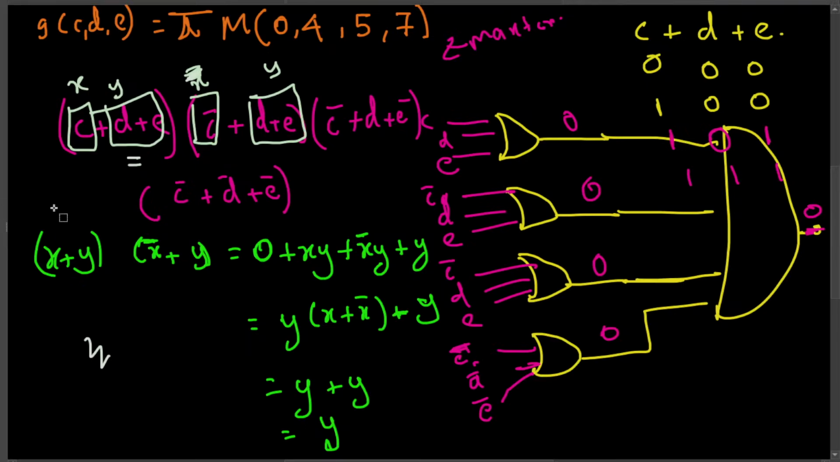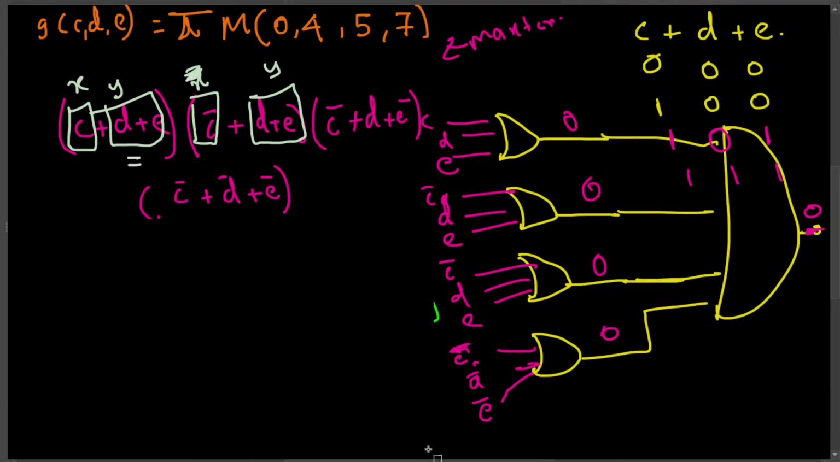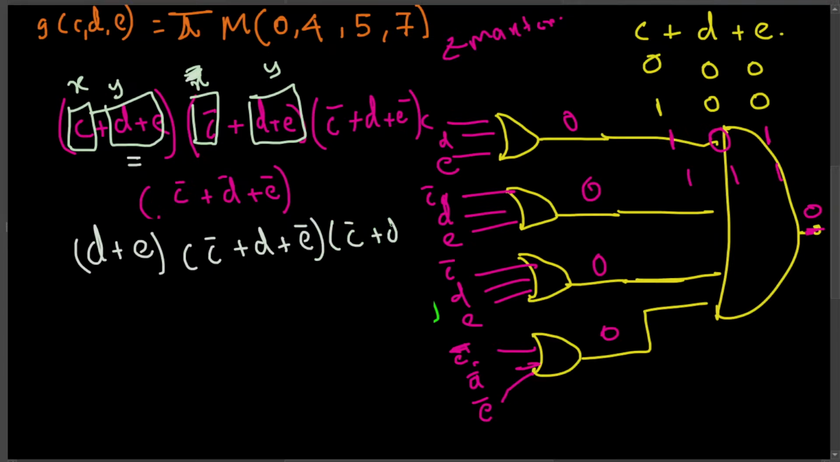Let's do that here. I'm going to erase this one. So this one is d plus e, and this is one of the multiplication, and then we have c prime d plus e prime, and we have c prime plus d prime plus e prime. Okay, we had all these things.